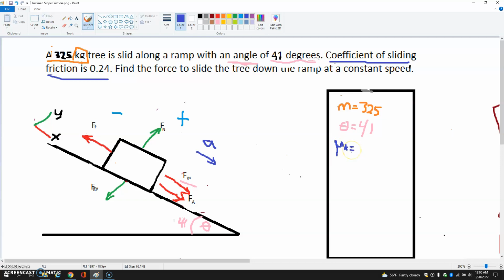If you are doing an inclined slope problem and you see the word coefficient, that means mu sub k. You don't have to worry about it being mu sub s when it's an inclined slope problem. So if you're doing an inclined slope problem, you see coefficient, boom, it's mu sub k.